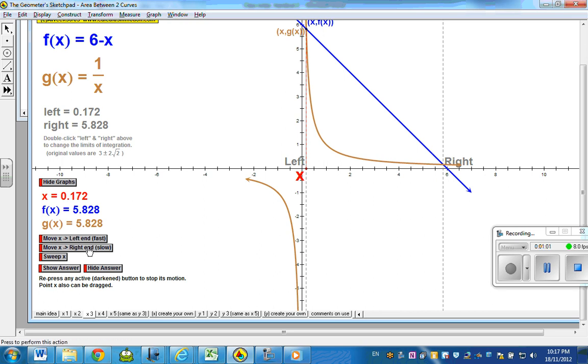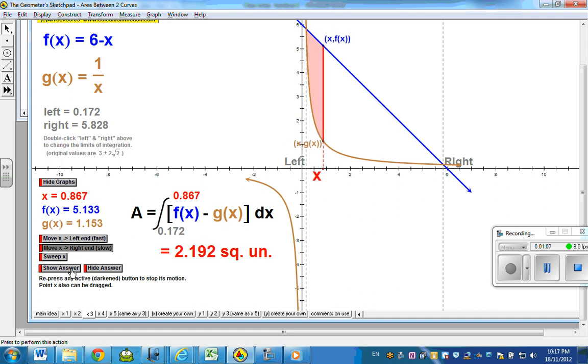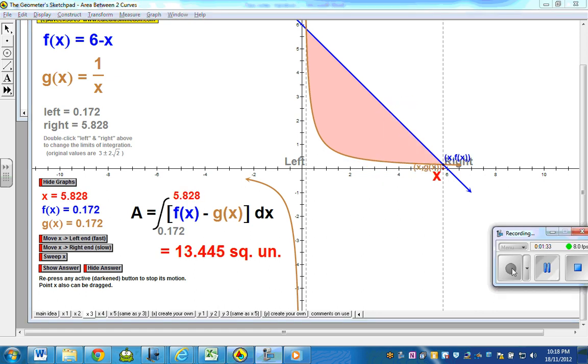So if we show accumulation here and show the answer, we take the upper curve f of x minus g of x. Here we have, for x equals so much, f of x and g of x, subtracting and summing, and we have the total area at the bottom. If you do this example at home, you may verify whether you have the same answer, 13.445 square units.